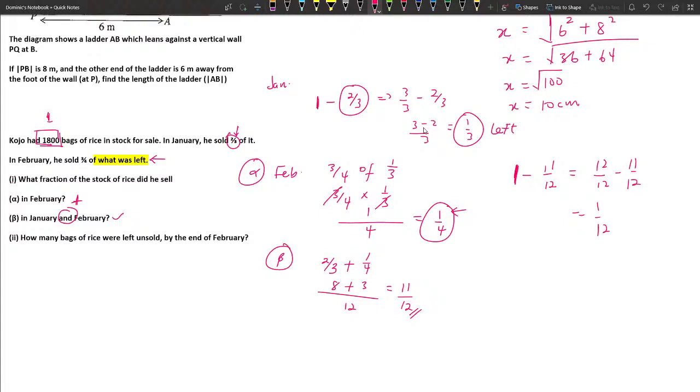So this is what was left unsold, 1/12. The total is one whole, which represents 1,800 bags. And 1/12 is left unsold. So how many bags would that be? That's the question. How many bags would that be?